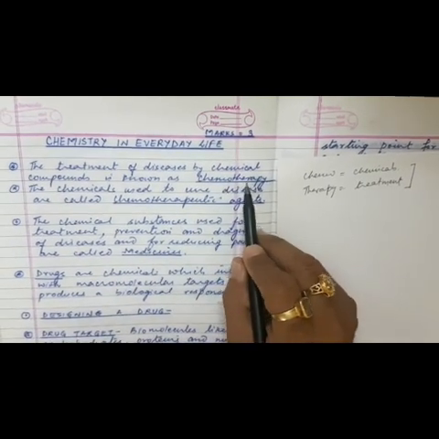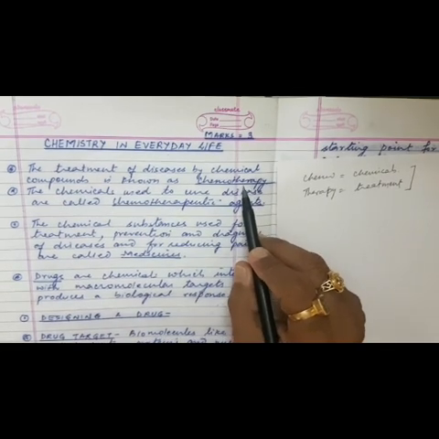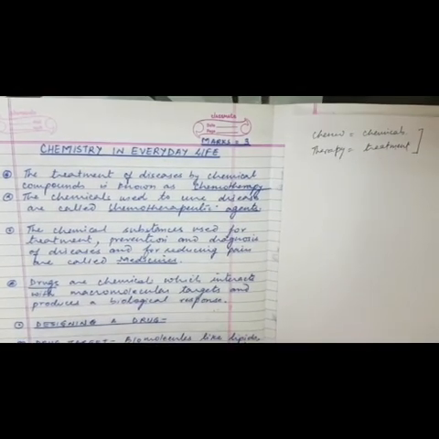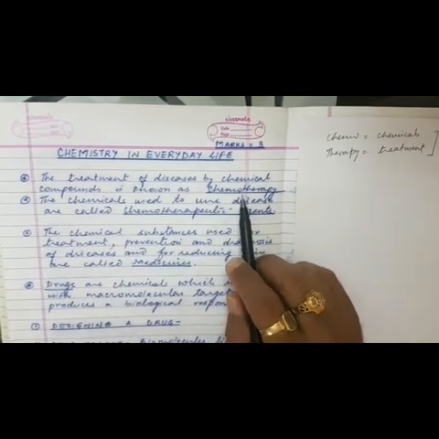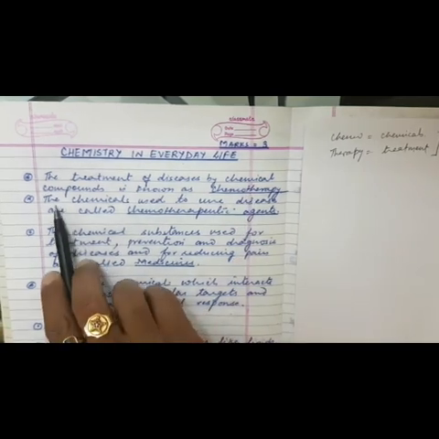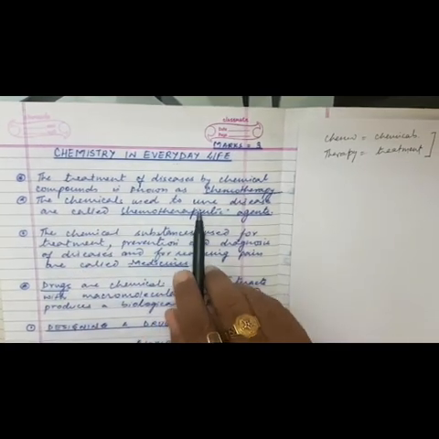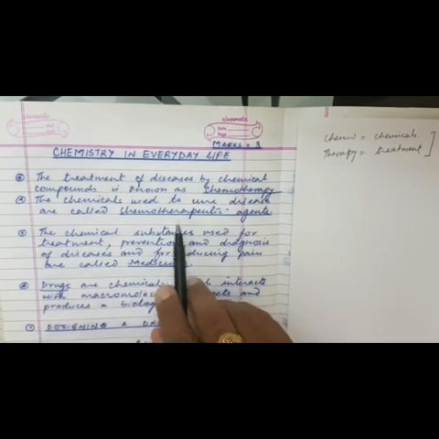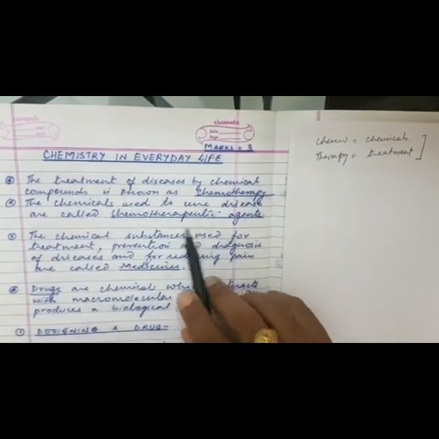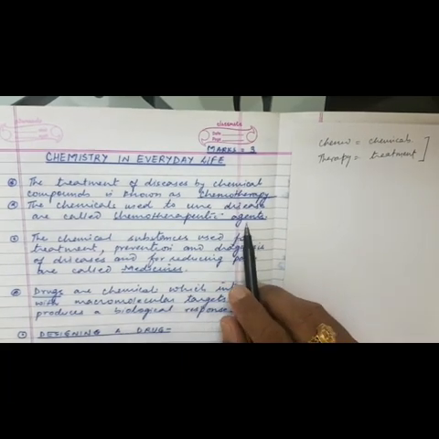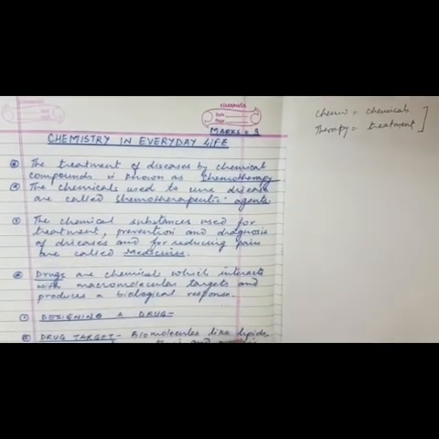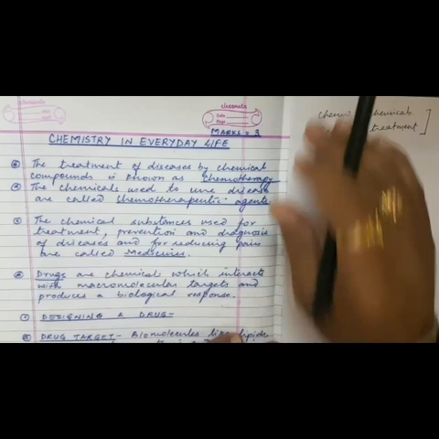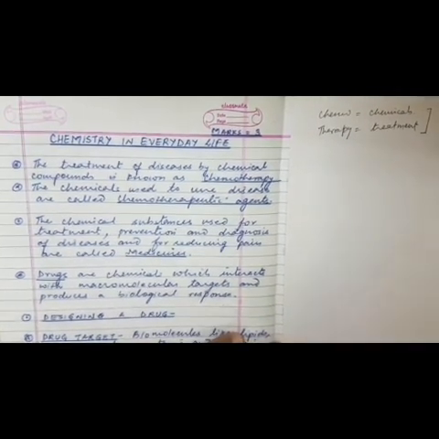Don't think, as is very prevalent in society, that chemotherapy is used only for the treatment of cancer. It is not so. Chemotherapy deals with all the treatment of diseases which are cured with the help of chemicals. And the chemicals which are used to cure disease are called chemotherapeutic agents. These chemotherapeutic agents can be of two categories, that is, drugs or medicines. Now we will clarify the meaning of drugs and medicines.